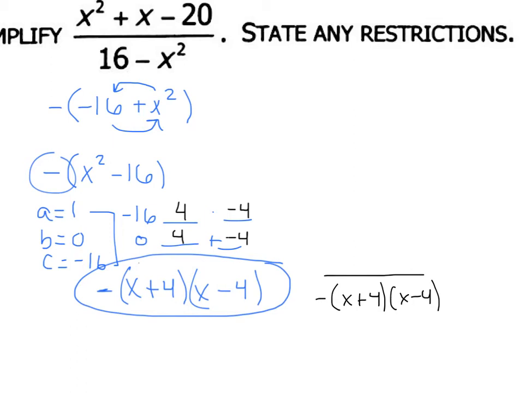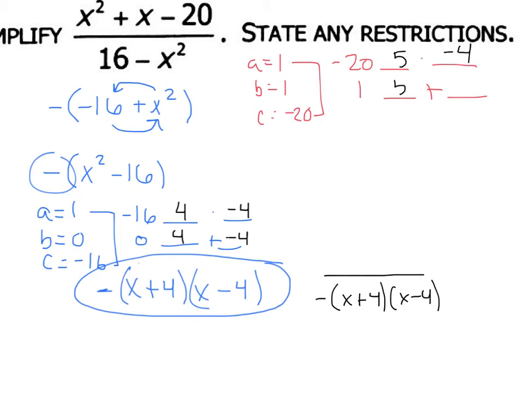The top part should be fairly easy because you can automatically just go right into ABC. We'll do the top part in red. So A is 1, B is 1, C is negative 20. So A times C is negative 20, B is 1. Two numbers that when multiplied would be negative 20 and add to be 1. If you got 5 and negative 4, then you are correct. 5 times negative 4 is negative 20. 5 plus negative 4 is 1.